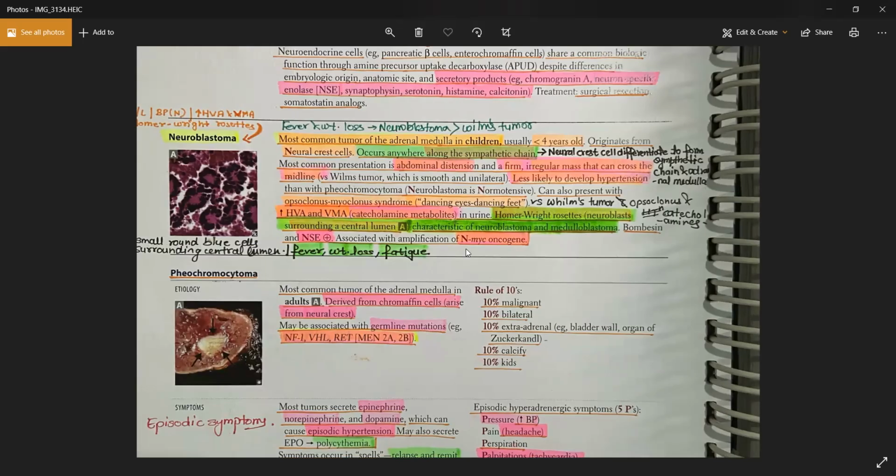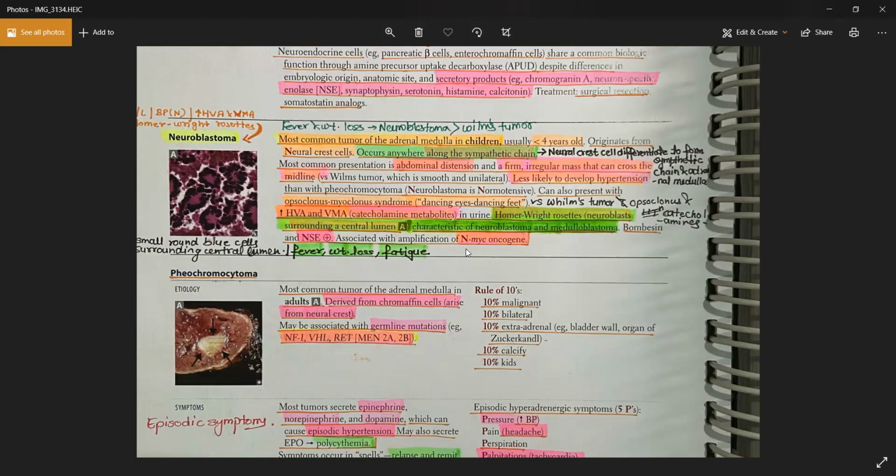What is bombesin? It is a marker of the tumor, again, just like the neuron-specific enolase. You have the marker bombesin, which is secreted by the neuroblastoma cells also. So just a marker, nothing much more. Okay, thank you.